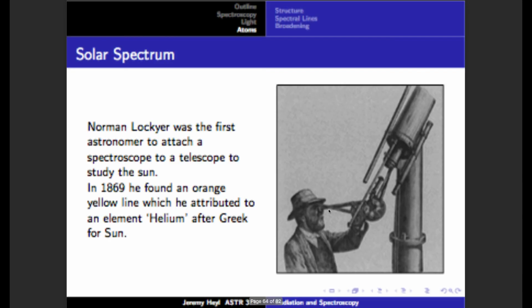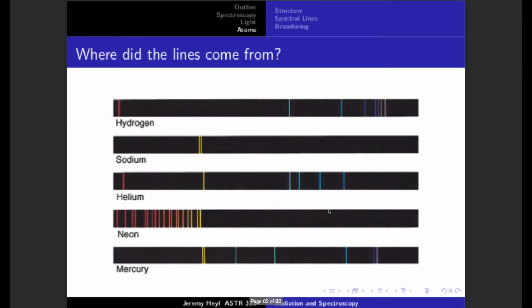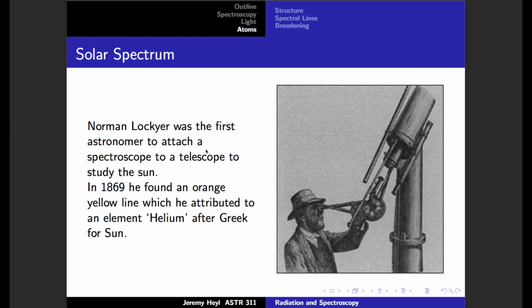So one can look at the sun, and that's what they did. And when they first looked at the sun, they found this yellow line, which isn't the exact same place as where sodium is. There was no element that had been discovered so far that had that yellow line. So Norman called it helium because it was from the sun.